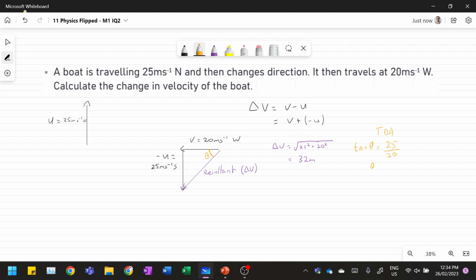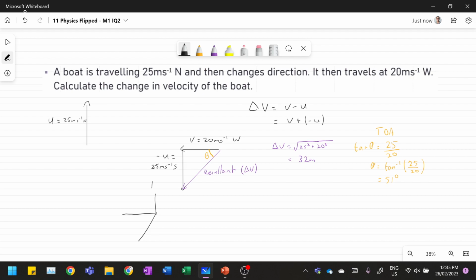To then calculate for theta, we apply tan inverse to both sides. So theta is going to be the tan inverse of 25 over 20, and that should be equal to approximately 51 degrees. However, when we give our bearing as our answer at the end, it's not going to be 51 degrees, because the angle that's being shown here is not 51 degrees from north. I'm going to draw this off to the side of our main diagram to just give a little bit more context to that.